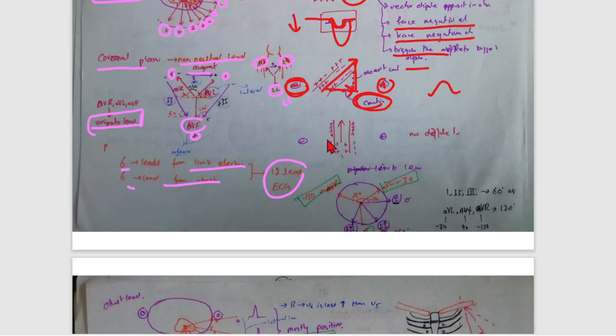Now if you see here, if you place your electrode in this direction and the dipole is moving at 90 degrees, what will happen? There will be no deflection showing to you.